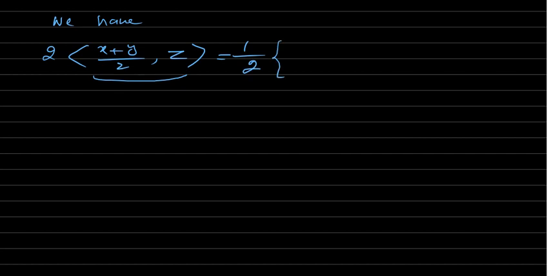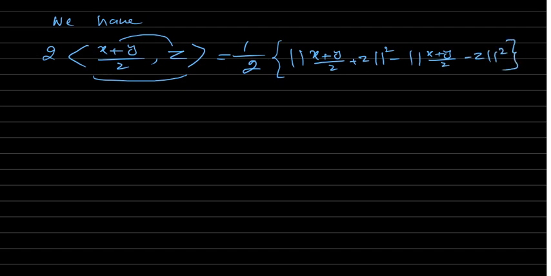By our definition, norm of sum minus norm of the difference. So norm of sum means (x plus y by 2 minus z) whole square, minus norm of difference. Norm of sum is here, (x plus y over 2 minus z) whole square. So I want to apply that identity, the parallelogram law. Okay, I want to apply parallelogram law here. So how do I do that?